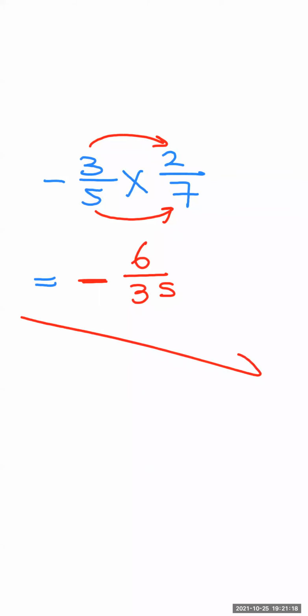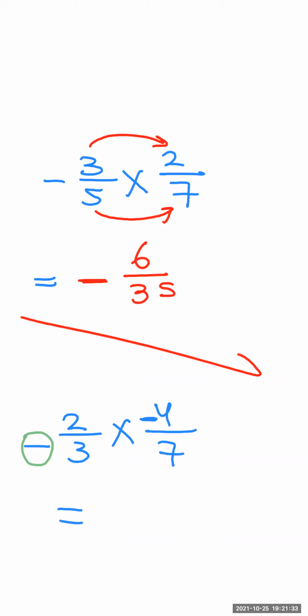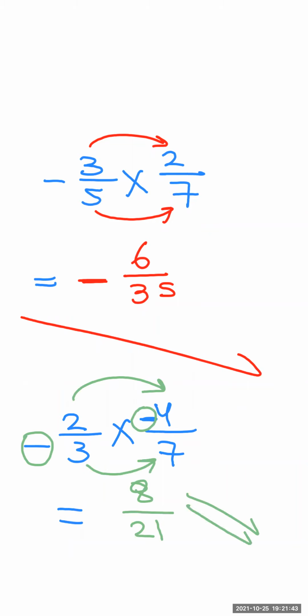If the two signs are negative like that, -2/3 times 4/7, in this case I'm multiplying two numbers with the same sign, so the answer will be positive. So now 2 times 4, 8, 3 times 7, 21. So 8/21. And of course, positive, because here it is negative and negative. Okay, guys?